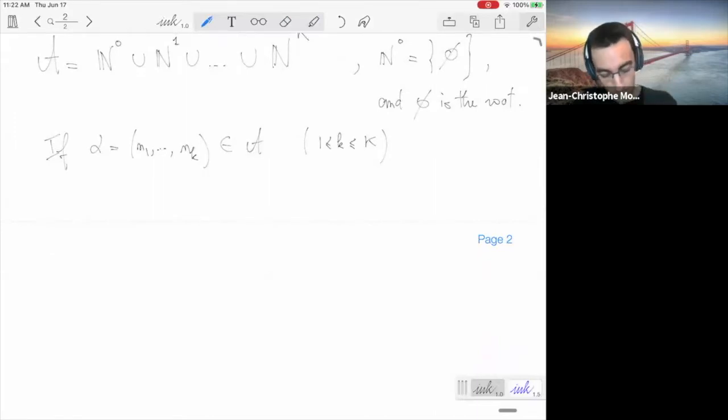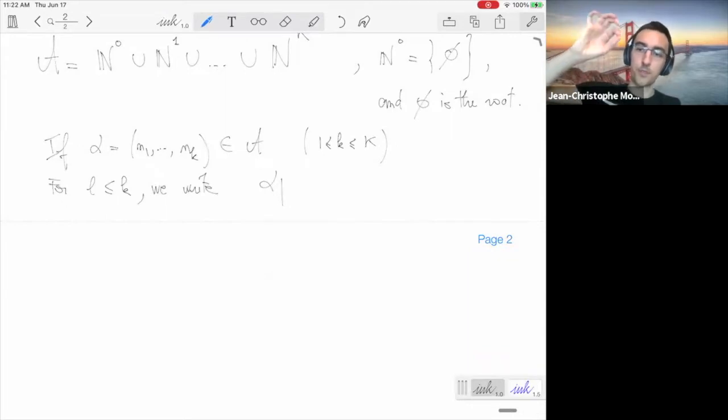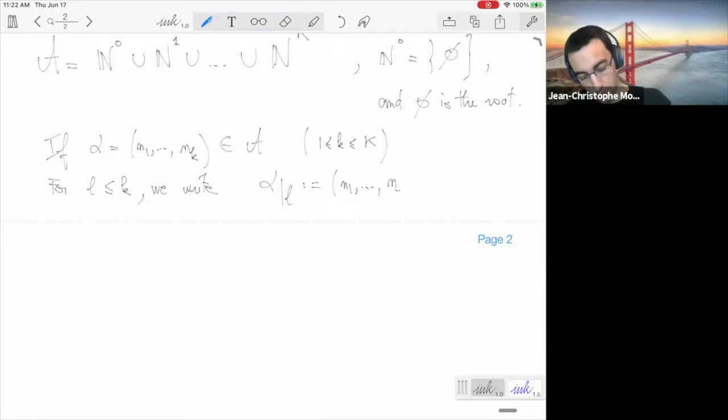And while I'm at this, I want a notation for the parent at level L of this node alpha. I'm going to write alpha, vertical bar L. So for instance, alpha vertical bar k minus 1 is the immediate parent of alpha. Does that make sense?